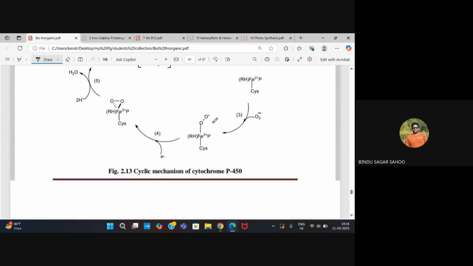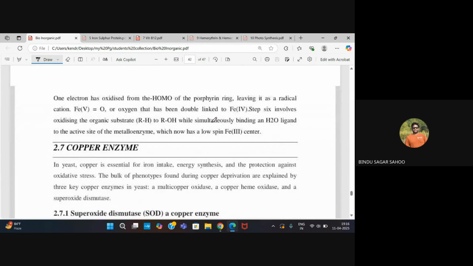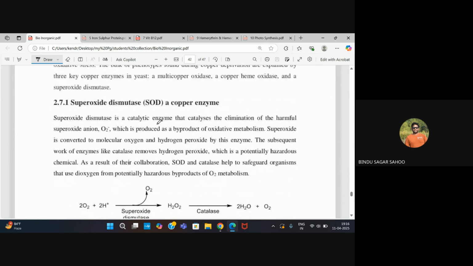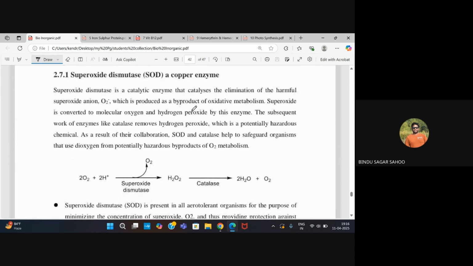So these are all about the iron enzymes. Then we'll discuss the copper enzymes, particularly superoxide dismutase, a very important copper enzyme. In short form, we can mention it as SOD.